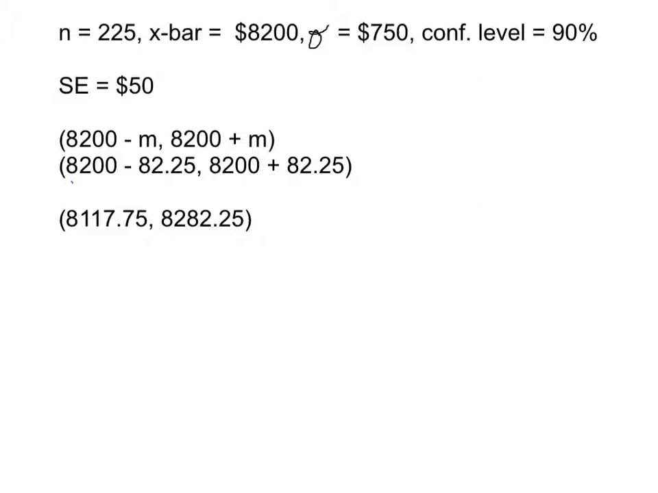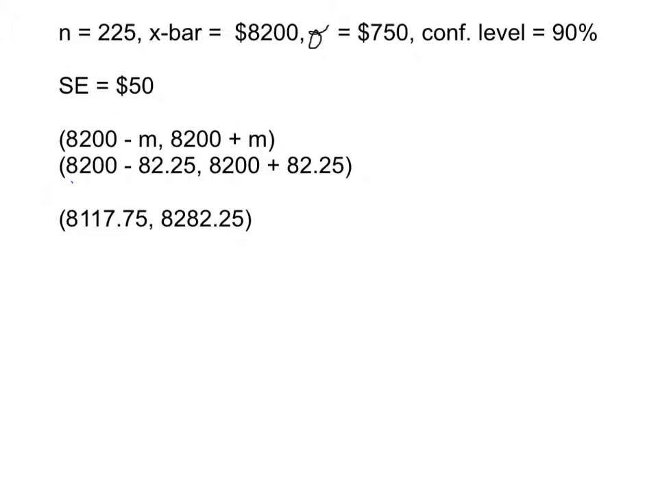So now with the margin of error, our average car loan is estimated to be between $8,117.75 and $8,282.25. So that is your confidence interval for the mean.